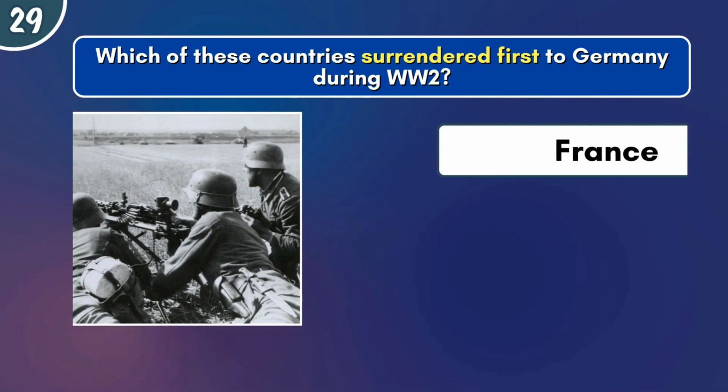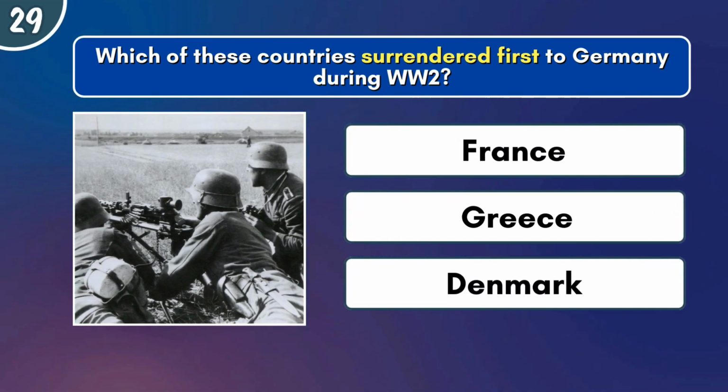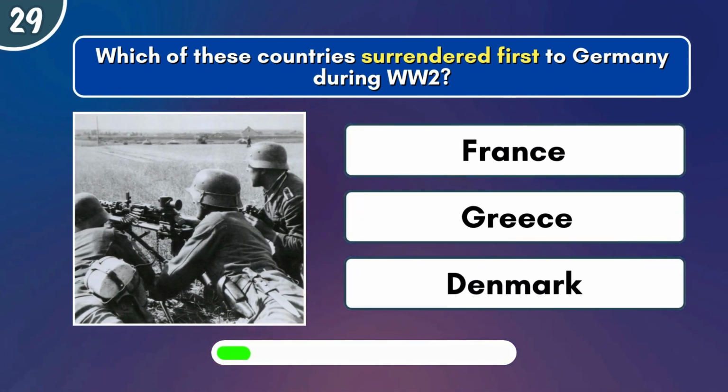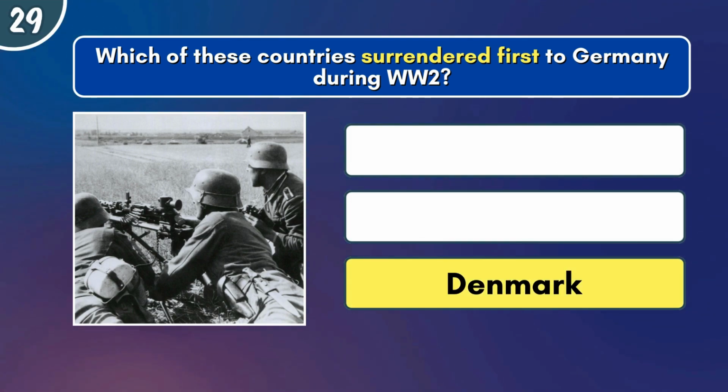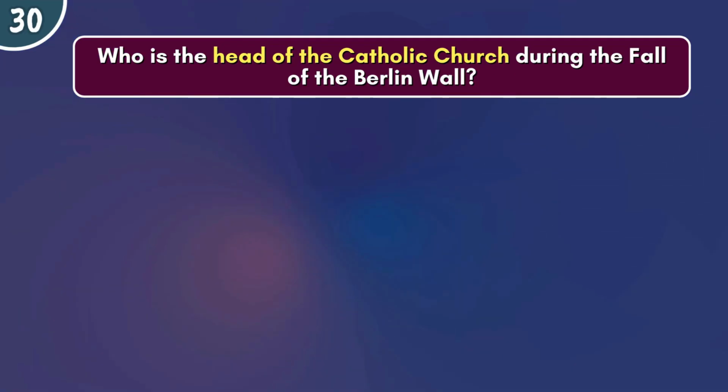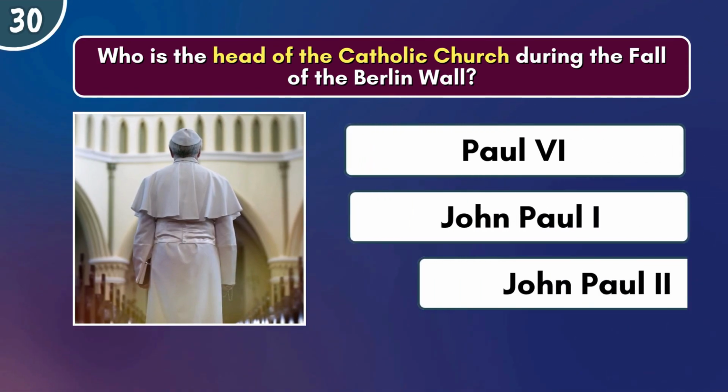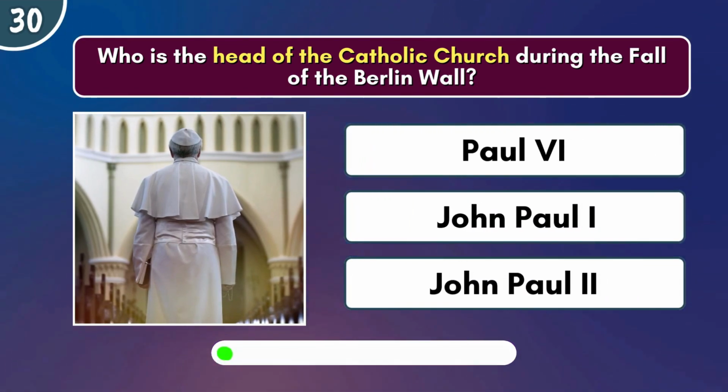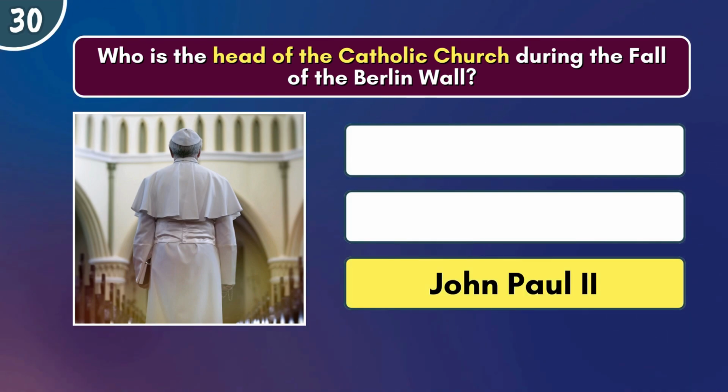Which of these countries surrendered first to Germany during World War II? France, Greece, or Denmark? It was Denmark. Who was the head of the Catholic Church during the fall of the Berlin Wall? Paul VI, John Paul I, or John Paul II? It's John Paul II.